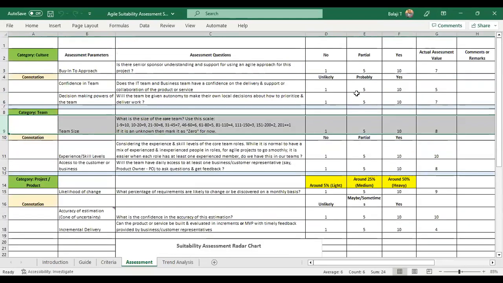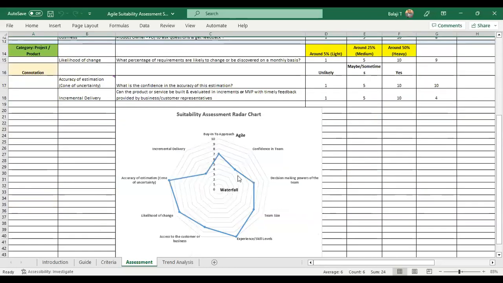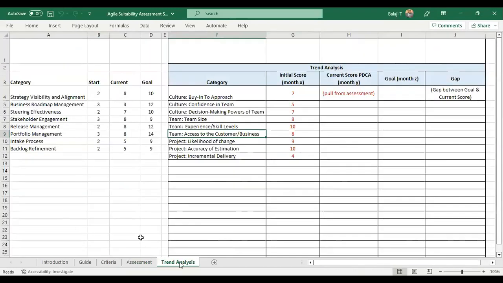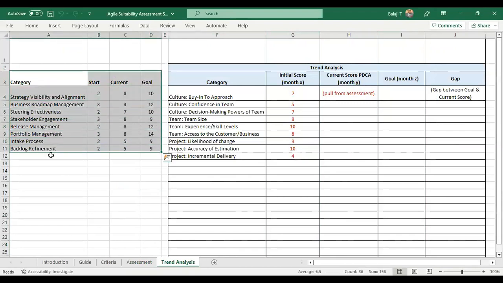All other things, it is from 1 to 10, 1 being more suitable for waterfall and 10 being more suitable for agile. And this is a trend analysis, right? We need to continuously keep improving over here. So what is the initial score? What is the goal? This is something I have done at a portfolio level, an enterprise agility health radar. So we have taken these particular parameters. I just thought to put it over here.